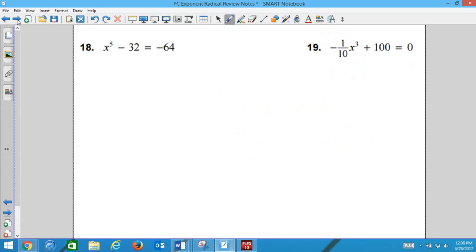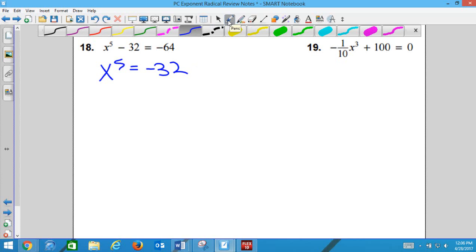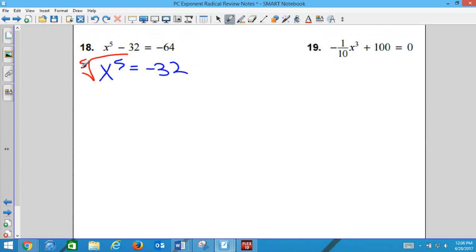Okay, so this one here, we're going to add the 32. We're going to get x to the 5th equals -32. Then what are we going to do? The fifth root. Fifth root, and if I take fifth root, do I need plus minus? No. And is there a fifth root of negative 32?